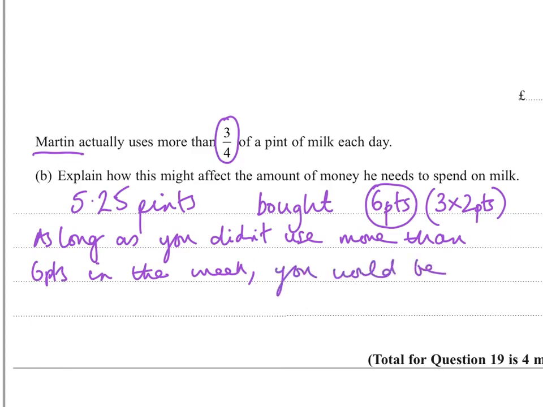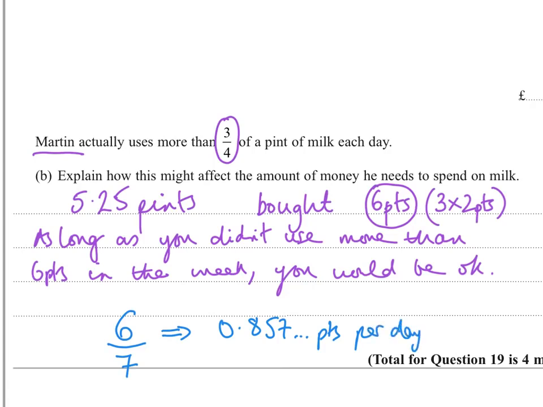you would be okay. If you had a calculator, then I think you wouldn't be able to go over the 6 pints that you had available divided by the 7 days, and I think off the top of my head that's roughly 0.857 pints per day. So if you basically went over that, then you'd be in danger of running out. Okay, and then you'd have to spend more money. Okay, so let's move on now to another question.